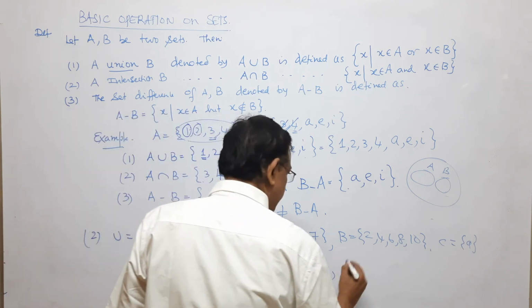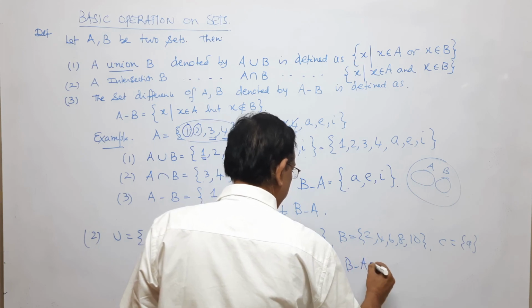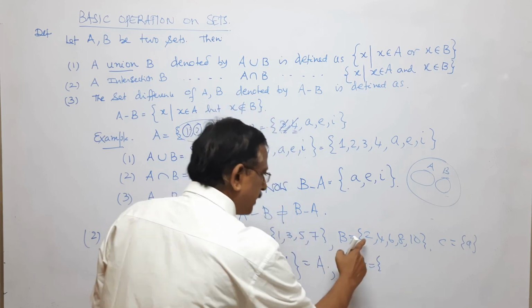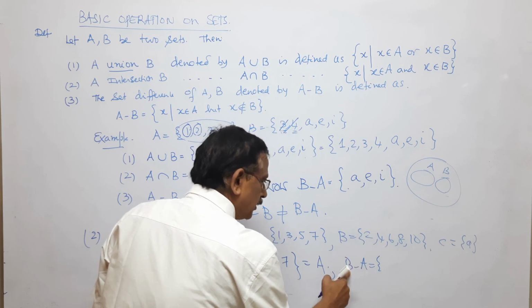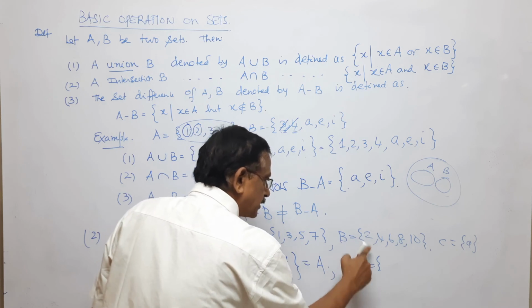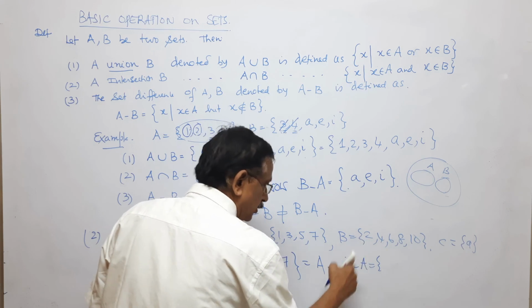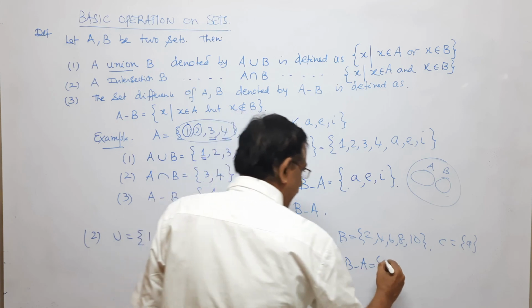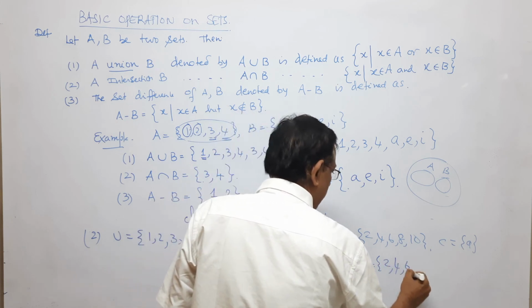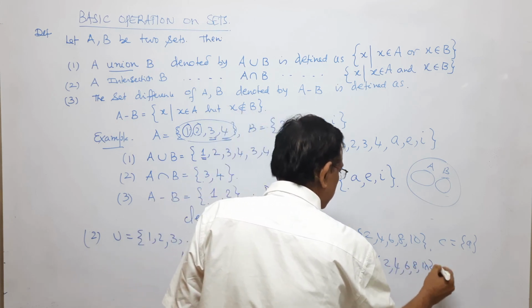What about B minus A? Again, B minus A. Every element of B should not be in A. That means those elements of B which are not in A. So 2 is in B but not here. Hence, I can write down all the elements of B.